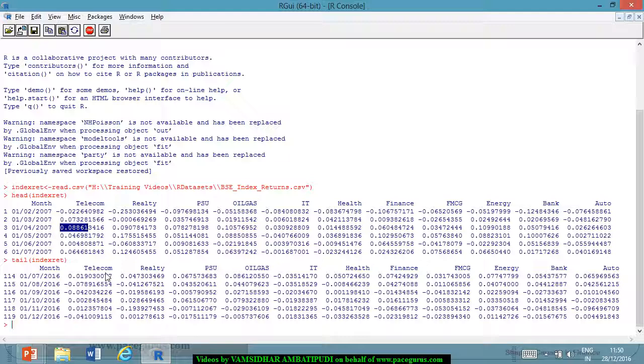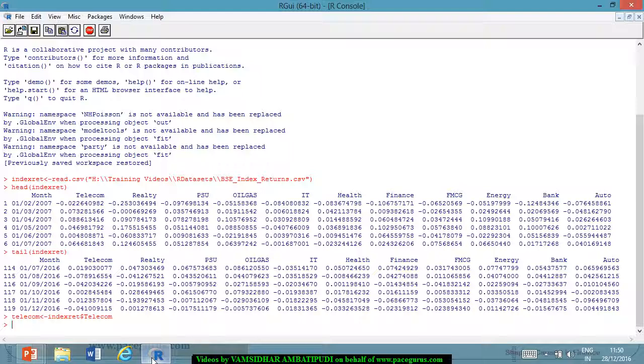So with this as the data, now I want to take one sector at a time. Let's say, let me take only the telecom sector for the time being. I'll simply call telecom another variable, wherein I'll take index rate dollar telecom. So I'll take that telecom sector's values as a separate variable.